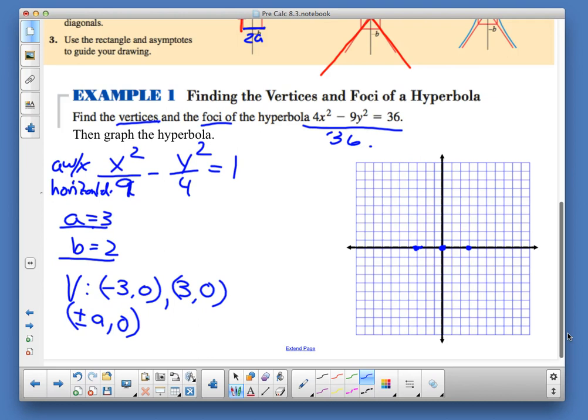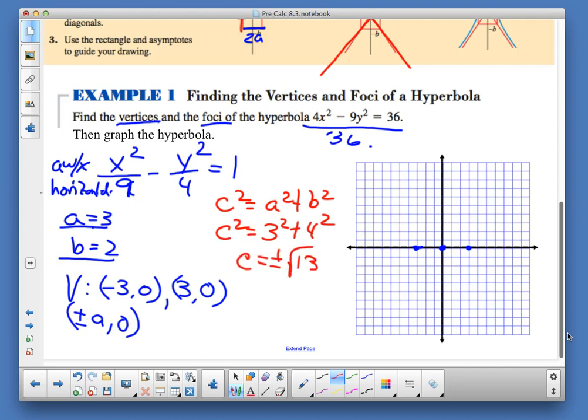Now, my foci, which is c. c squared is equal to a squared plus b squared. Because c is further than a, c is bigger than a, c squared is equal to a squared and b squared put together. Okay, so now I've got 3 squared plus 4 squared, and my c is plus or minus the square root of 13. Are you okay with what I'm doing with that and how I got it? 9 and 4, got 13.